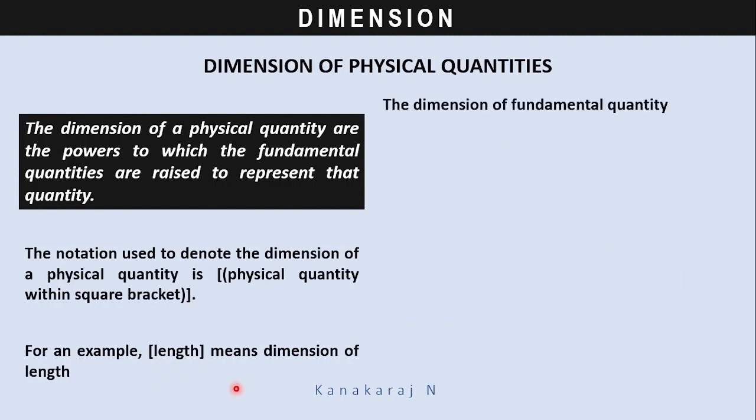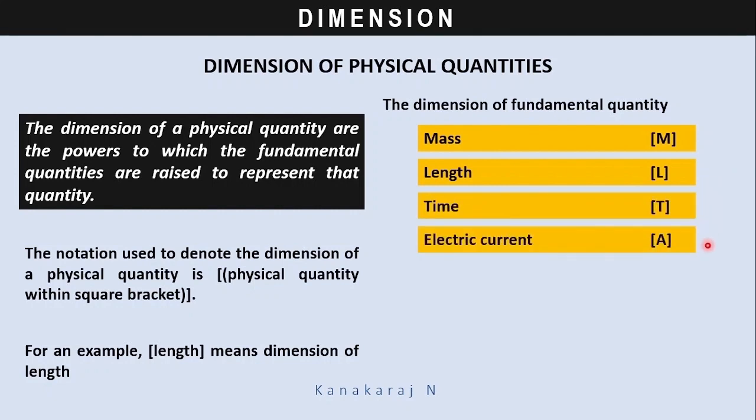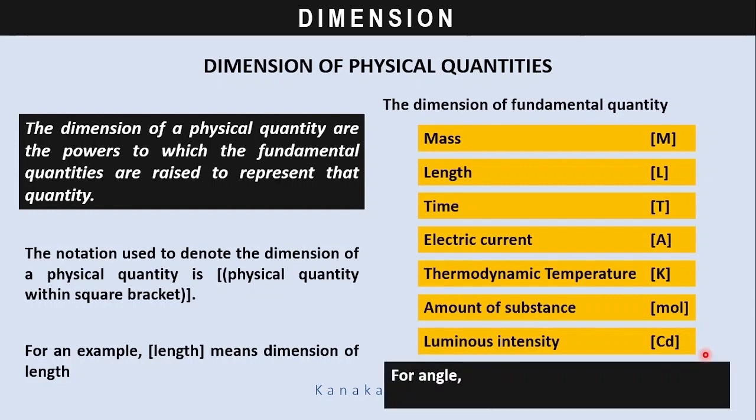The dimension of fundamental quantities: mass, capital M within square brackets; length, capital L within square brackets; time, capital T within square brackets; electric current, capital A within square brackets; thermodynamic temperature, capital K within square brackets; amount of substance, MOL within square brackets; luminous intensity, CD within square brackets. For angle, pure numbers and exponents of a base have no dimensions.